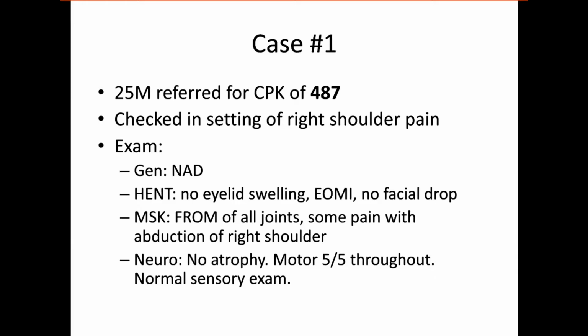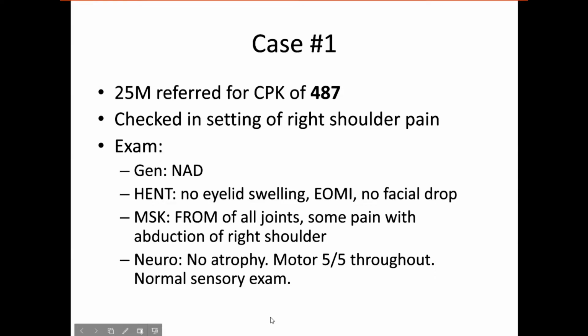We have a 25-year-old male who was sent by his PCP for a CPK of 487, so it's a big red abnormal on the labs. It was originally checked because he had some pain in the right shoulder with abduction. When you examine him, it's basically unremarkable. He still has some pain with abduction of the right shoulder, but you don't see any motor abnormalities. He's 5 out of 5 throughout. His sensory exam is normal, his grip is normal, he can walk okay, and there's no atrophy that you notice.